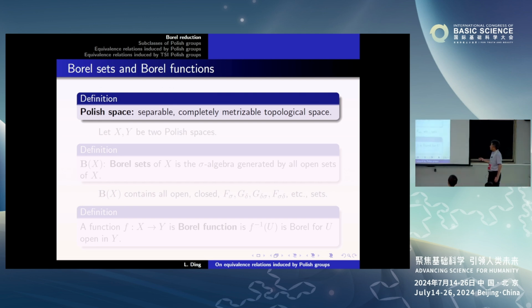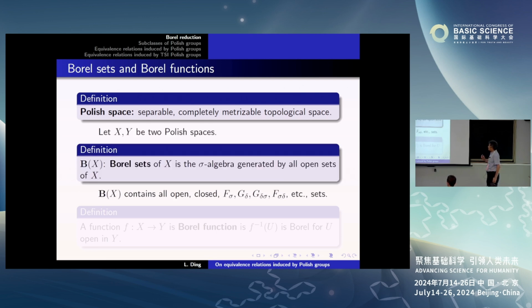Let's recall some notions in descriptive set theory. First, Polish space. A Polish space is a separable, completely metrizable topological space. So it means it's a topological space and it's homeomorphic to a separable complete metric space. But we don't mind which metric the exact metric is. Okay, given two Polish spaces, we consider the Borel sets.